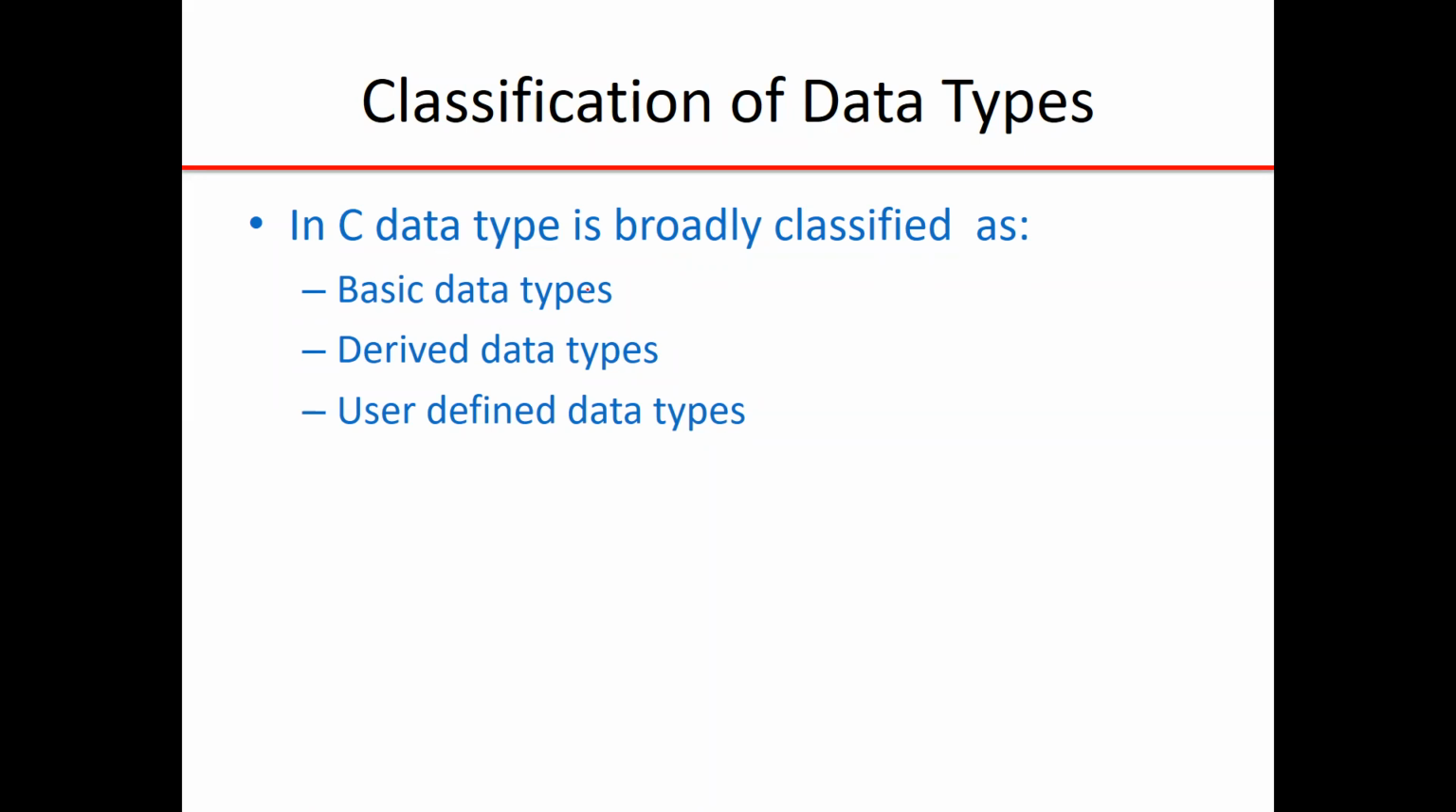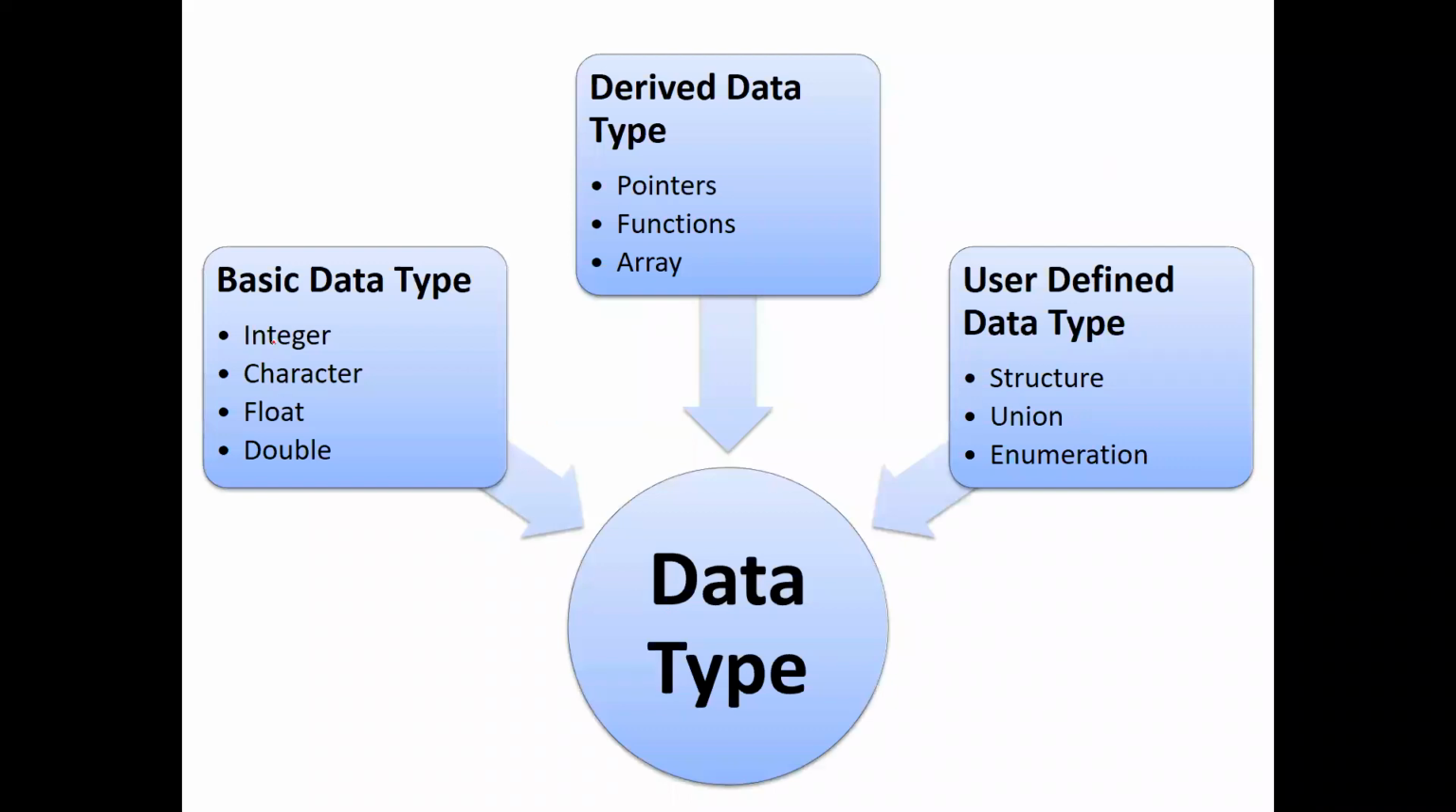Basic data types are the very fundamental data types: integer, whole numbers; characters, alphabets; float. Floats are basically numbers which may be in fractions, and double is the long float. So what are float and double? Float may be continuous data. Double is continuous data of high precision. A smaller number can be accommodated in float, but if we have a larger number, we can use the double.